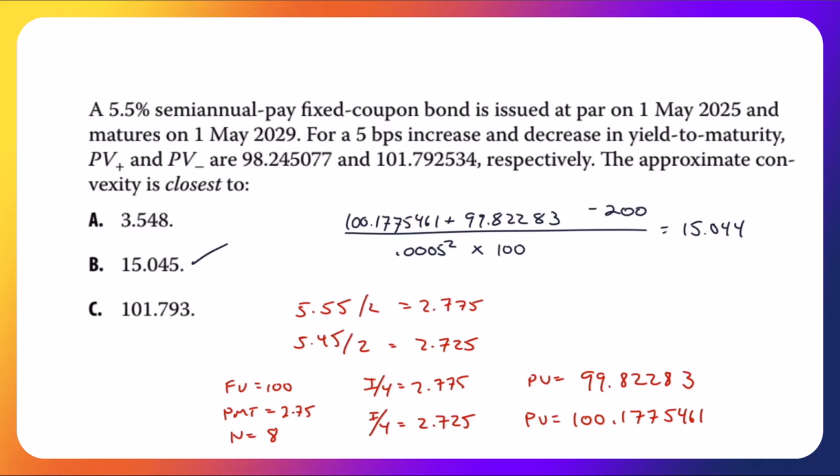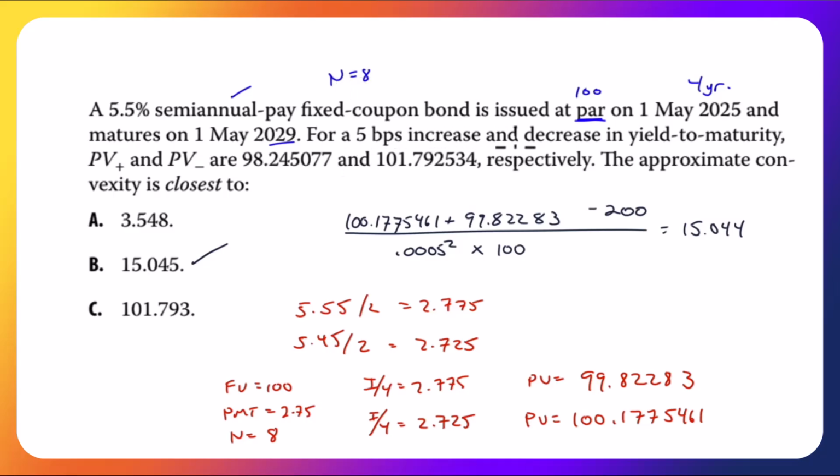A 5.5% semi-annual pay fixed coupon bond is issued at par. That means it's issued at 100 on May 1st, 2025, and matures May 1st, 2029. That is a 4-year bond. We know it's semi-annual, so our N is going to be 8.